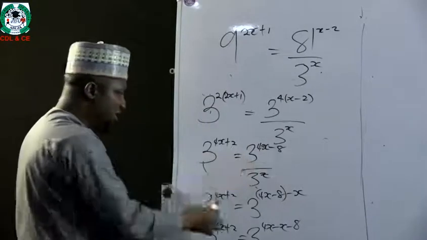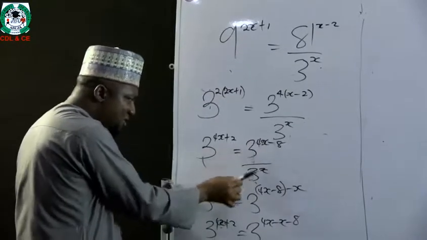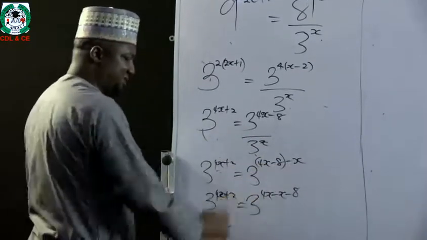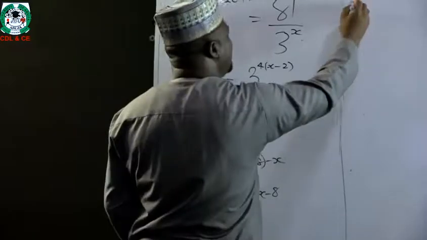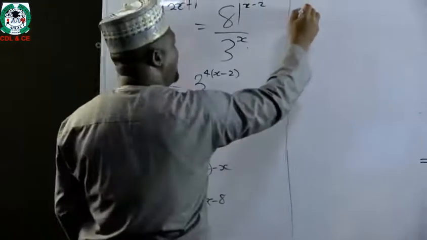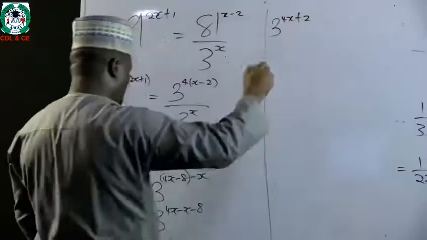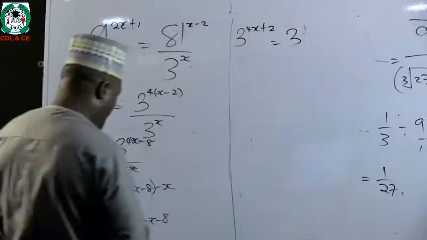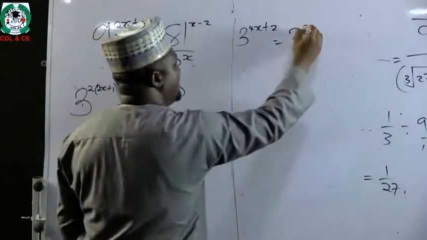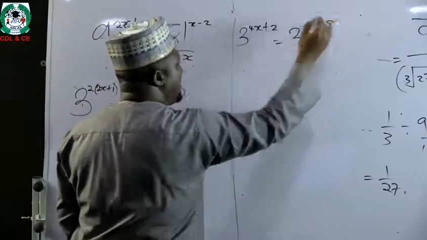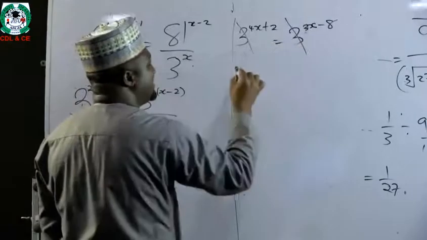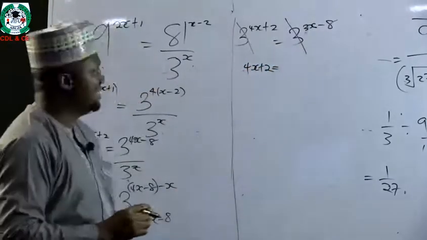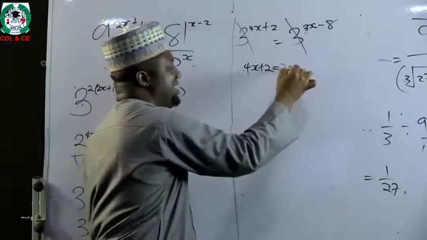Then we proceed by applying the law of division. When we divide, we subtract the index. So this is 4x minus x. What we have here is simply 3 raised to power 4x plus 2 equals 3 raised to power, now 4x minus 1x, which is what? 3x minus 8. So now we can cancel the base. This is 4x plus 2 equals, are we together, class? This is 3x minus 8.